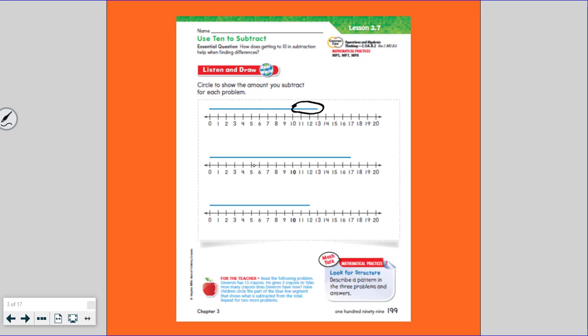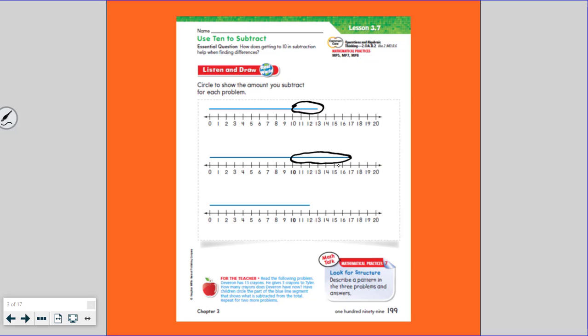Diane has 17 crayons. She gives 7 crayons to Anthony. How many crayons does Diane have now? So for our next blue line, we've got a blue line that goes all the way to 17. So she's going to give 7 to Anthony. So we're going to go all the way to our 10 here. And that's how much she gave Anthony, that part right there, out of her 17.